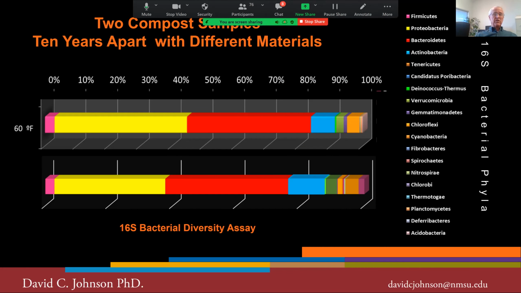This is a comparison of two composts made 10 years apart with the same process with different materials. The first one was dairy manure and leaves. The second one is just waste alfalfa.